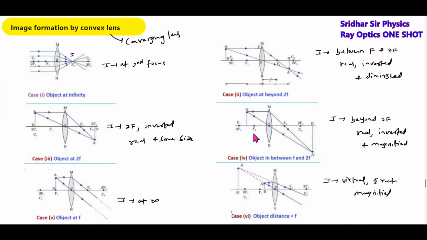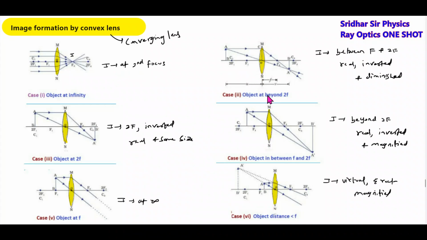Image formation by the convex lens. There's a convex lens. Next, image formation by convex lens. If the object is at infinity, the rays will be incident parallel to the optic axis. After refraction, the rays will converge at a point, and that will be the focus. The second focus. The image will be formed at the second focus. If object at infinity, the image will be at second focus.